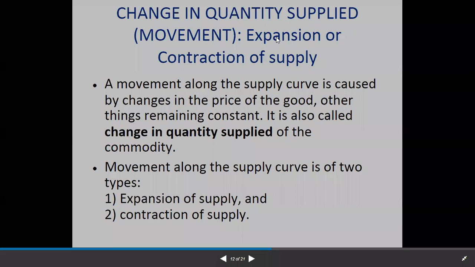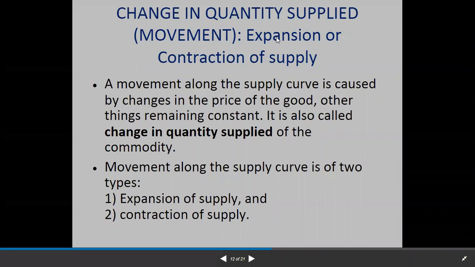Sometimes it is flatter. The market supply curve is flatter than all individual supply curves. It happens because with a change in price, the proportionate change in the market supply is more than the proportionate change in the individual supply. So that is why it will change.